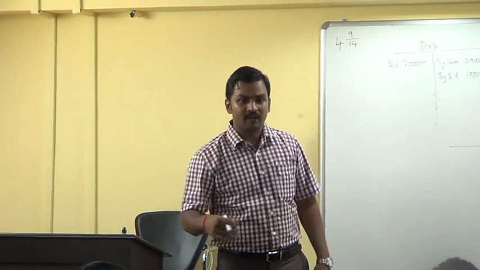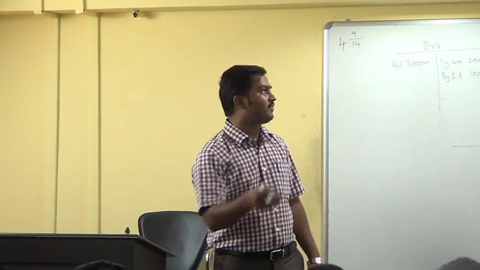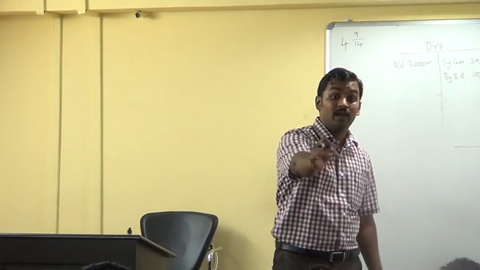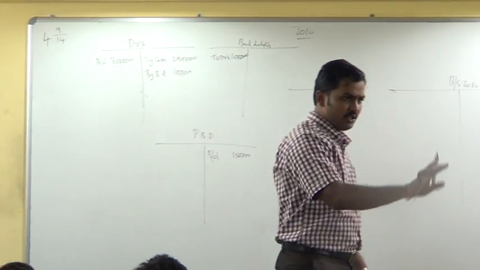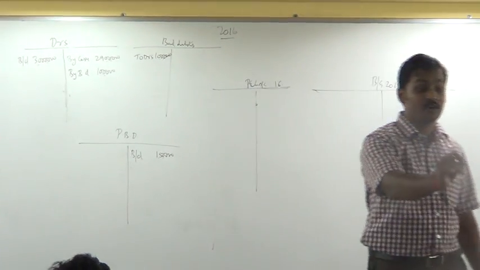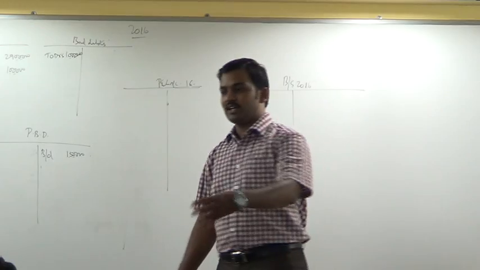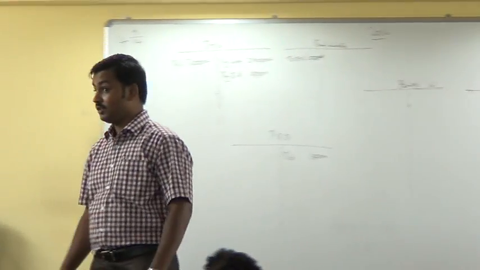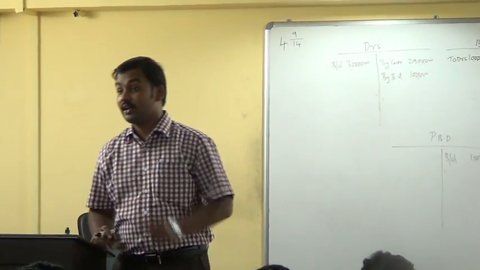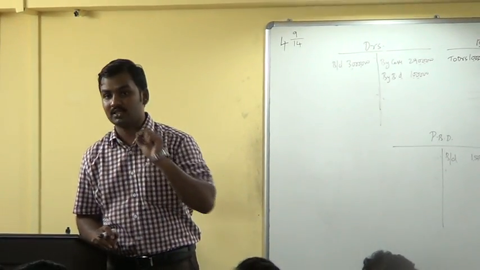Now, at the end of the year, let us suppose at the end of 2016, we again make credit sales of 40 lakh rupees. At the end of the year, not during the year. What is the entry you pass when you make credit sales of 40 lakh rupees? Debtors account, debtor to sales account.